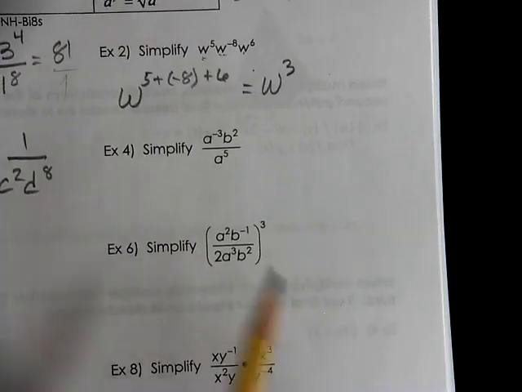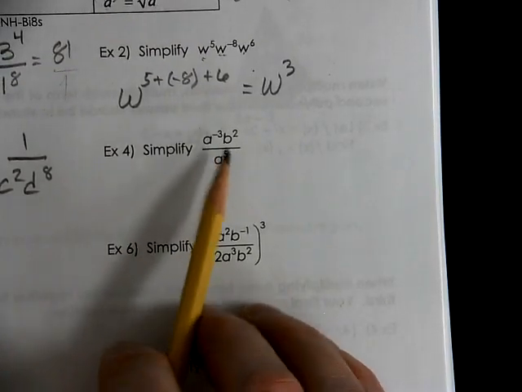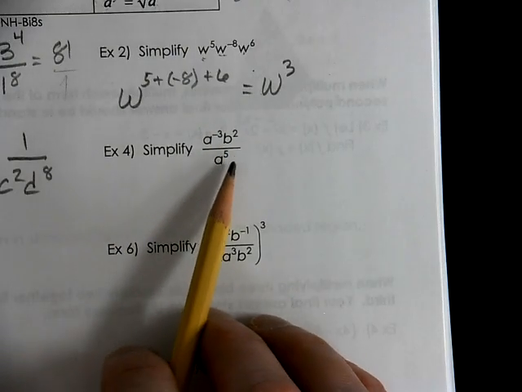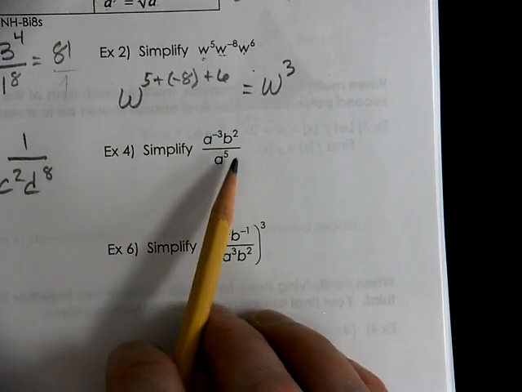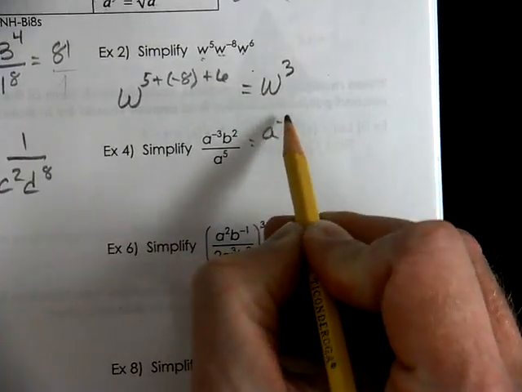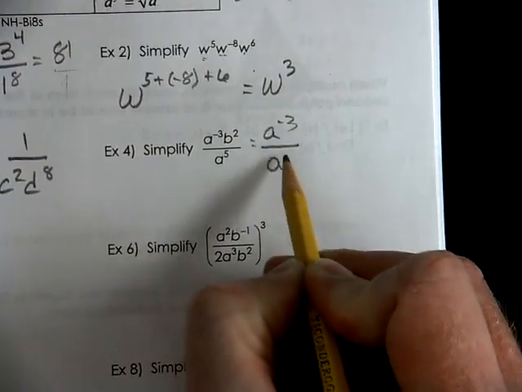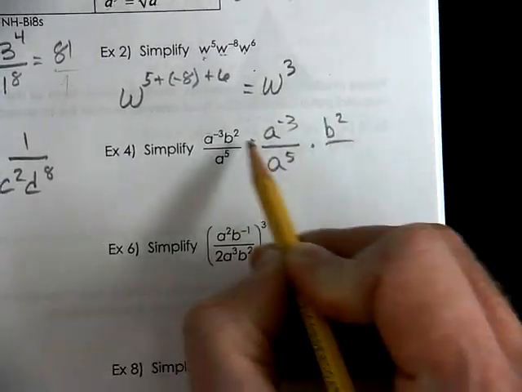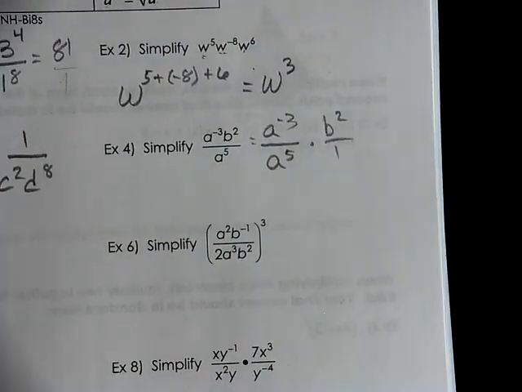So, when we start to work with multiple variables, what you want to focus on is one variable at a time. So this is a to the negative third, and this is a to the 5th power. You also have a b squared and no b's on bottom. So focus on one letter at a time.